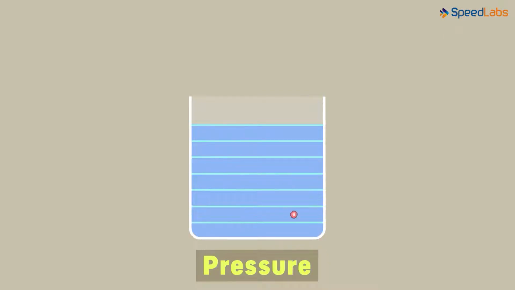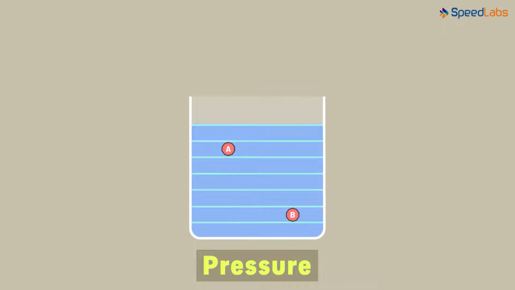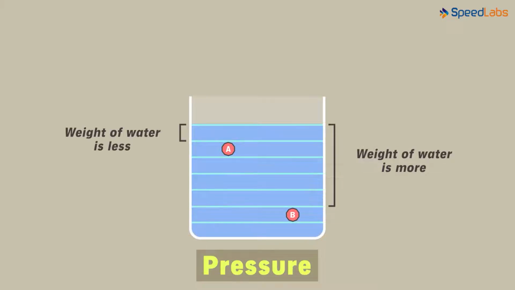Point B is in this layer, and there are more layers above B than there are above A. Or in other words, the weight of water above point B is more than the weight above point A. Hence, more pressure is acting on B than A in the downward direction. So we learned that water exerts a pressure in the downward direction.